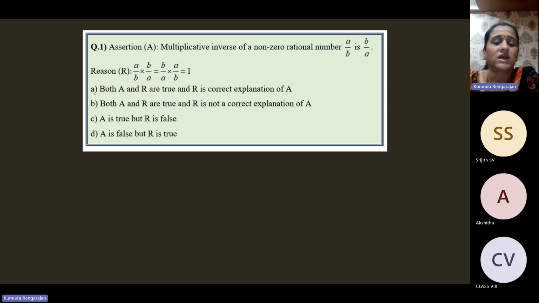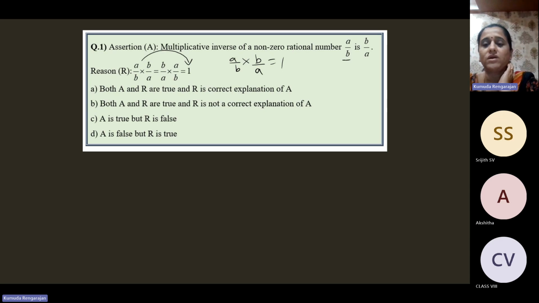Akshita, what's your question? Ma'am, for the first one, they are asking about the multiplicative inverse only, right? So it's A by B is equal to B by A, but the reason is like a commutative property, right? No. The reason is A by B into B by A, the product is 1 only, right? The product of a rational number and its multiplicative inverse is 1.